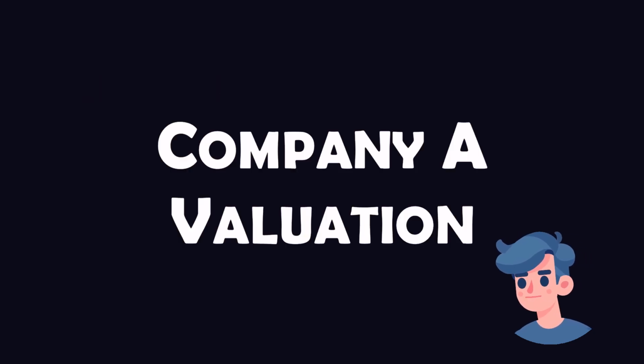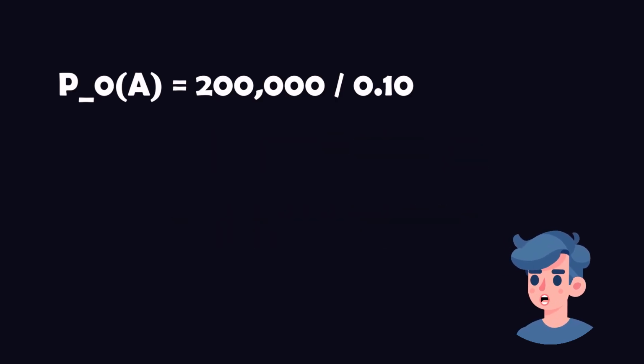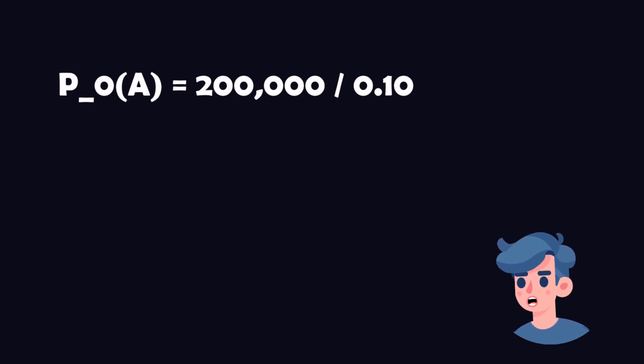For Company A, the value of the firm would be calculated as follows. With cash flows of $200,000 and a discount rate of 10%, the value, P_0, is 200,000 / 0.1 equals $2 million. Each share is valued at $2,000 since there are 1,000 shares.